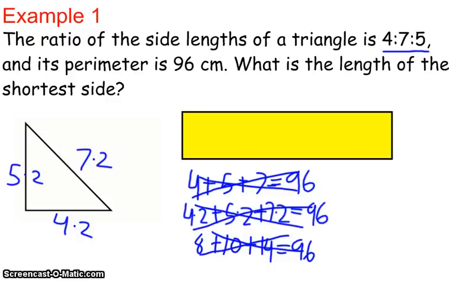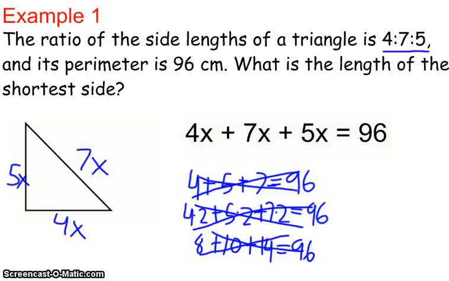So let me cross this out right here. Let me erase the times 2, and let's make the left-hand side 5x, this 4x, and this 7x. And then what we're going to do, I'm going to get rid of this box right here. We're going to set up the equation 4x plus 7x plus 5x equals 96.